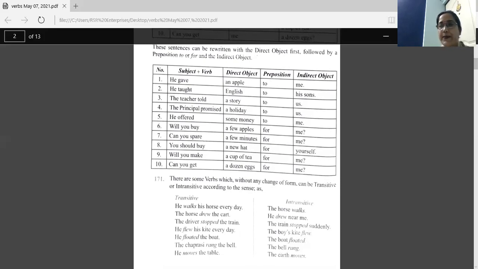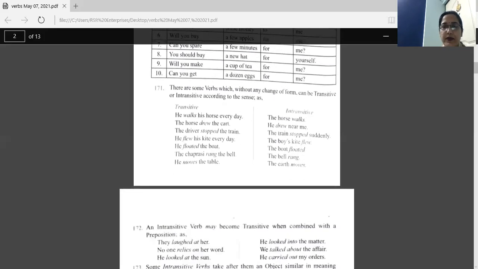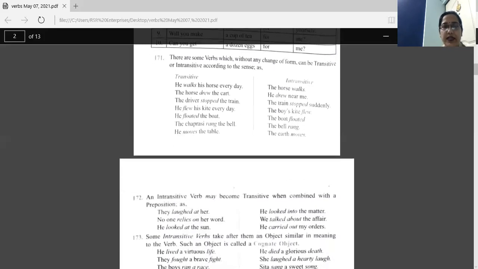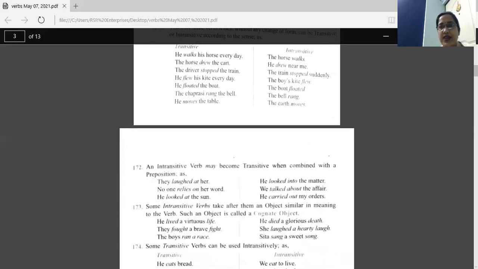He moves the table. So after moves, you have this object, the table. This is transitive. The earth moves. No need of an object there. The sentence is itself complete. So this is an intransitive verb. I hope you have understood the difference between transitive and intransitive verb.